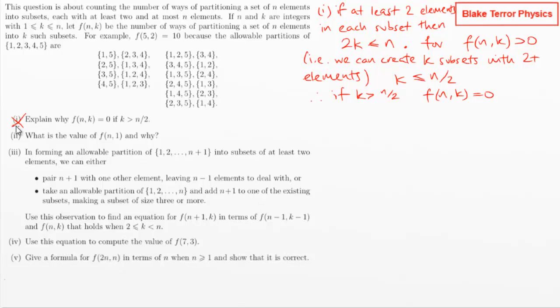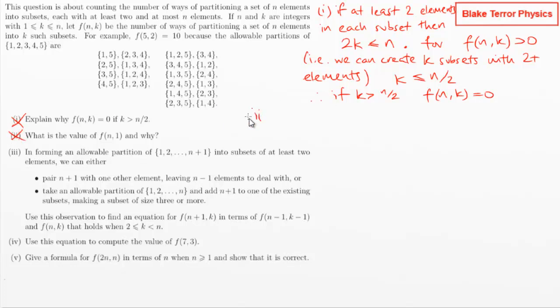What is the value of f(n,1) and why? So f(n,1), so we just got one subset. There's only one way we're going to be able to do that, isn't there? Only one way we can get one subset. Is there going to be any trick to this? This seems too obvious. So k is 1. N could be anything from 1 upwards. All right, so there is a trick in this then.